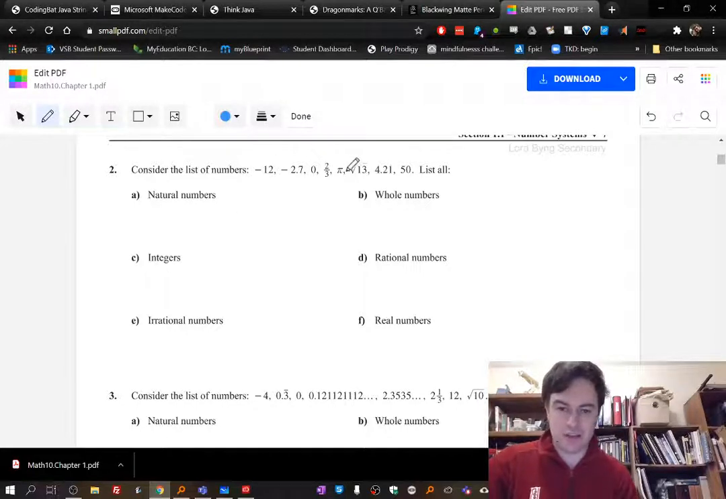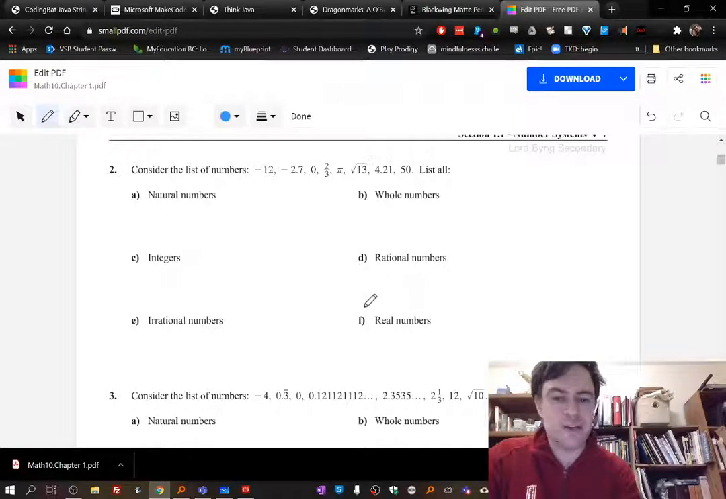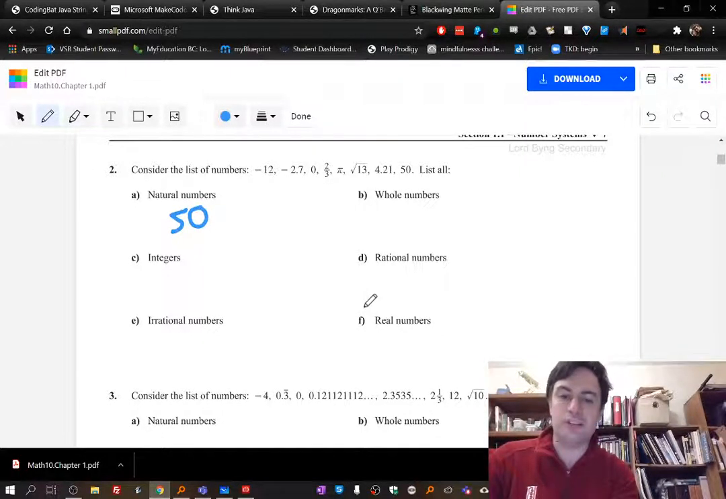If you take a look at all these different numbers here, there's really only one number that is only a natural number, and that is the number 50. Not 0, because that's a whole number, and so on. All these numbers are basically not natural. So 50 is the only choice. So I would choose 50. How about whole numbers, though?